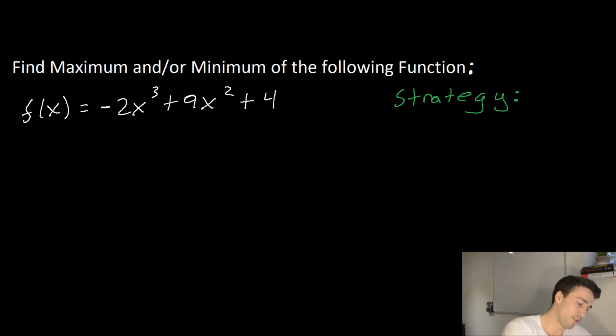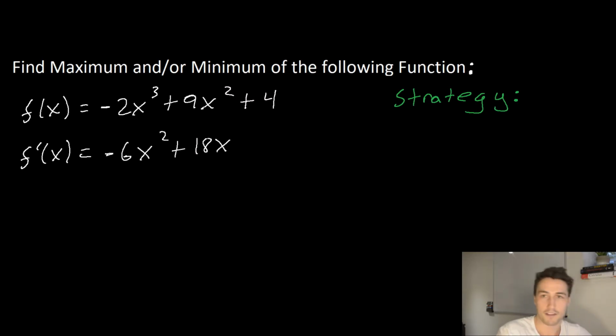So what we're first going to do is take the derivative of this f of x function. In this case, this is going to be negative 6x squared plus 18x, and then that constant 4 becomes 0 for the derivative. So now we have the derivative. We have the slope of this function at varying x points. And we know that the maximum or minimum of a function will occur when the slope is 0 or the derivative is 0. So I'm just going to set this to be 0.